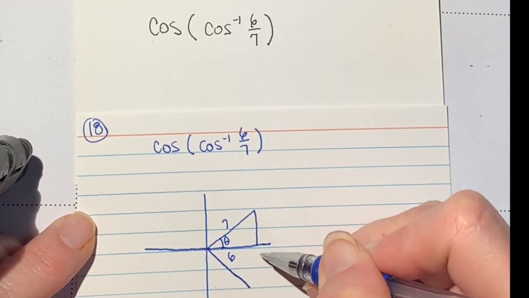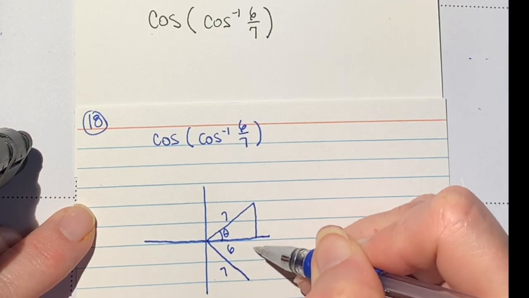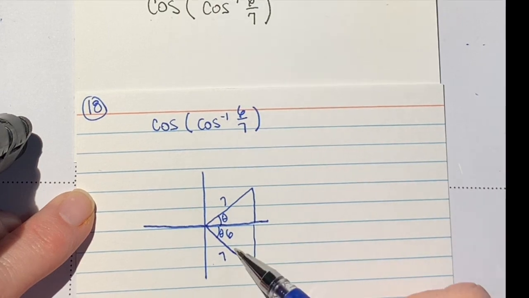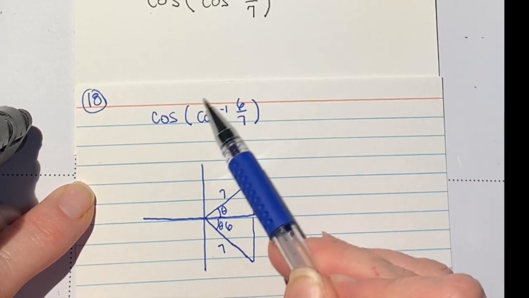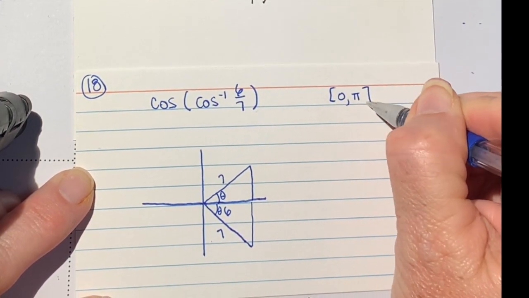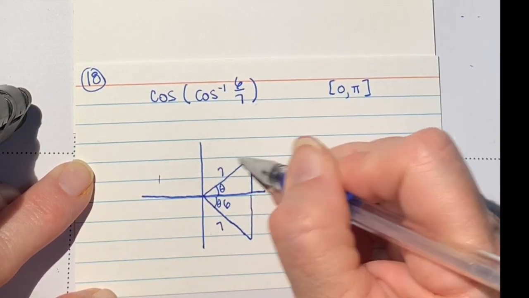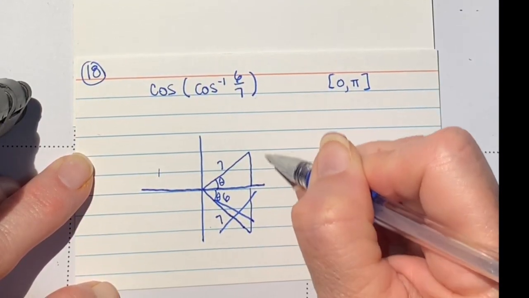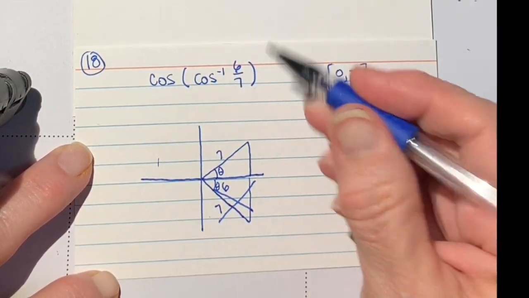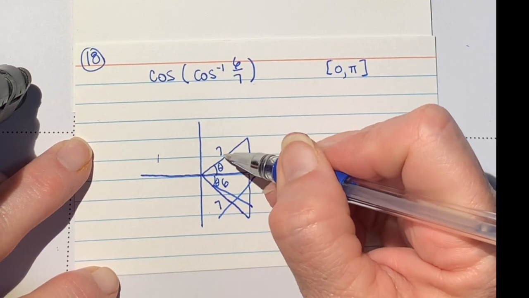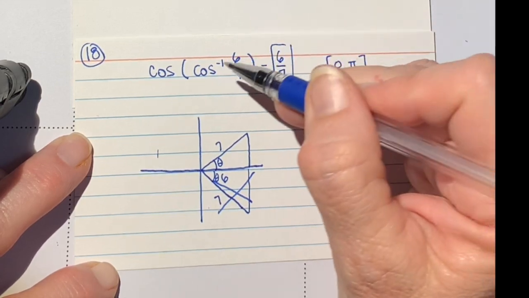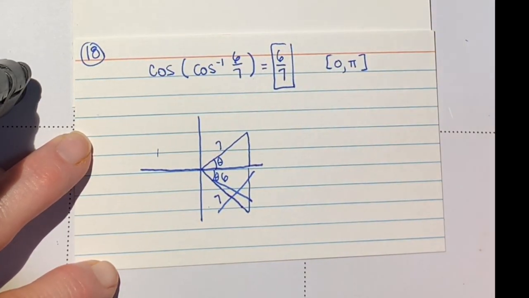But it could also be in quadrant 4, where the ratio of the adjacent to hypotenuse is 6 to 7. Now, because it's an inverse function of cosine, and cosine inverse is restricted, it has to have a domain between 0 and pi, then it has to be in quadrant 1 or 2. Therefore, it can't be this one. So that's how I know I'm using this angle right here. So this is the angle that they're describing here. Now the cosine of that angle is adjacent to hypotenuse, is 6 to 7. So the answer is cosine of the inverse cosine of 6/7 is 6/7.